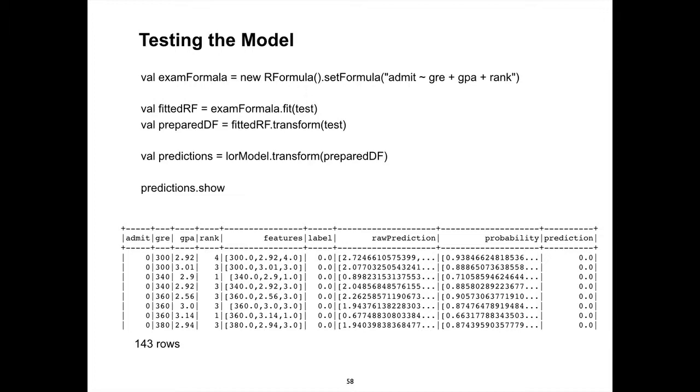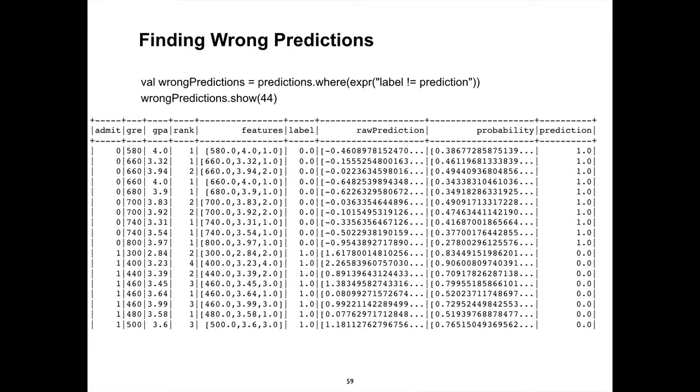And this interesting thing is, where does the model differ from what the actual data did, right? And so here, we now know how to start manipulating the data. So I can say, give me all the rows where the label, that is whether they admit or not, is different than their prediction. And then we can start looking at it.